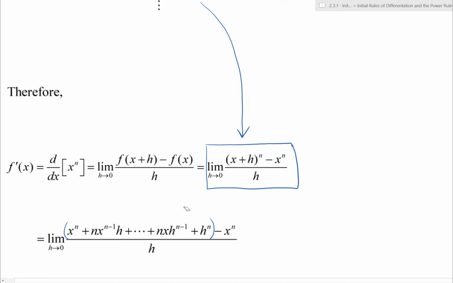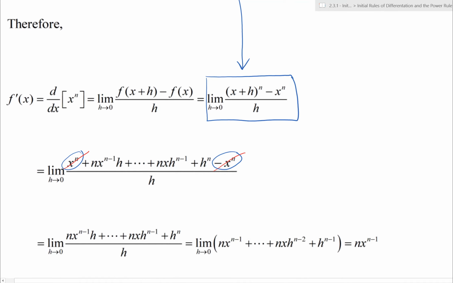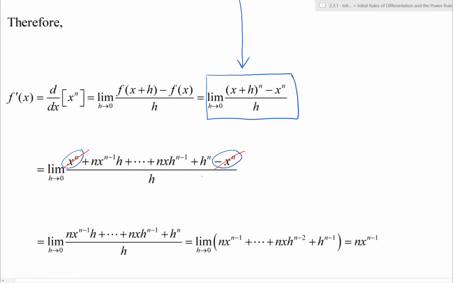So I'm using Pascal's triangle to expand that binomial, and then don't forget we have to subtract f of x still out here, all divided by h. So that really helps because now, as we can see, we have an x to the n minus an x to the n. So those two terms are just going to go away, and we'll be left with what we're left with. So after I subtract x to the n and x to the n from each other, I get this step.